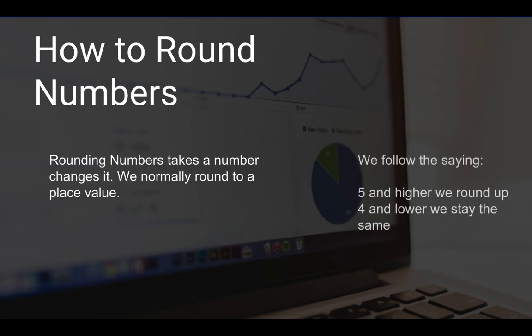We always remember one rule. If the number next to the number we're rounding is 5 or higher, we round up. If the number next to the number we're rounding is 4 or lower, we stay the same. So let's go over a couple examples.